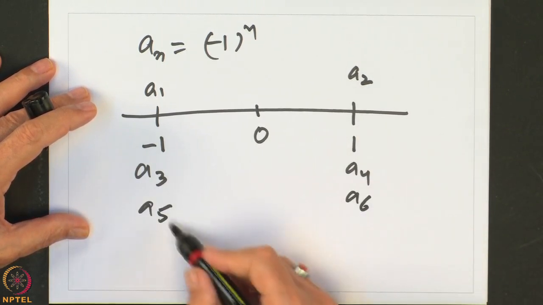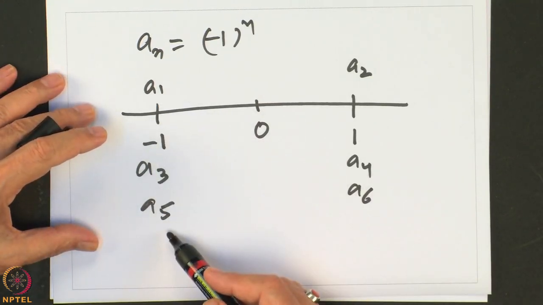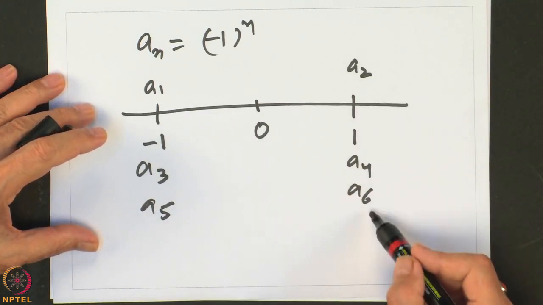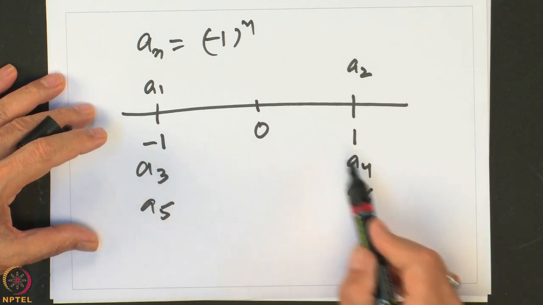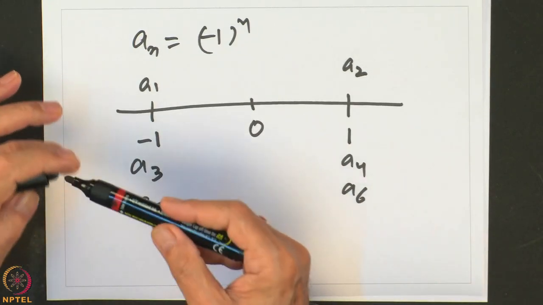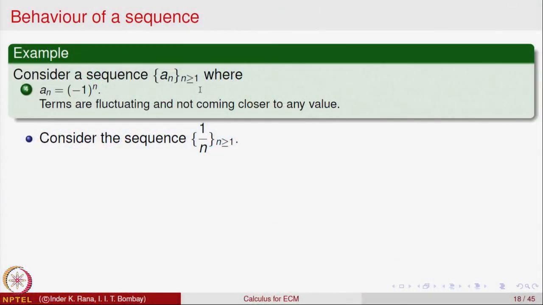here, A 6 here. So, all the odd terms will be at minus 1, all the even terms will be equal to 1. So, it fluctuates minus 1 plus 1 minus 1 plus 1 minus 1 plus 1. So, this sequence is neither increasing nor decreasing, it fluctuates at the values minus 1 and plus 1, it does not come closer to any value. So, the behavior of a sequence depends on what the sequence is.